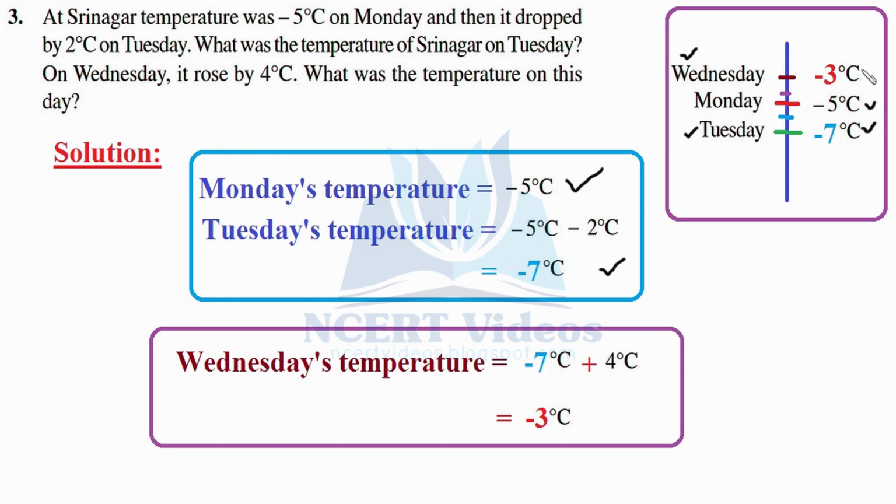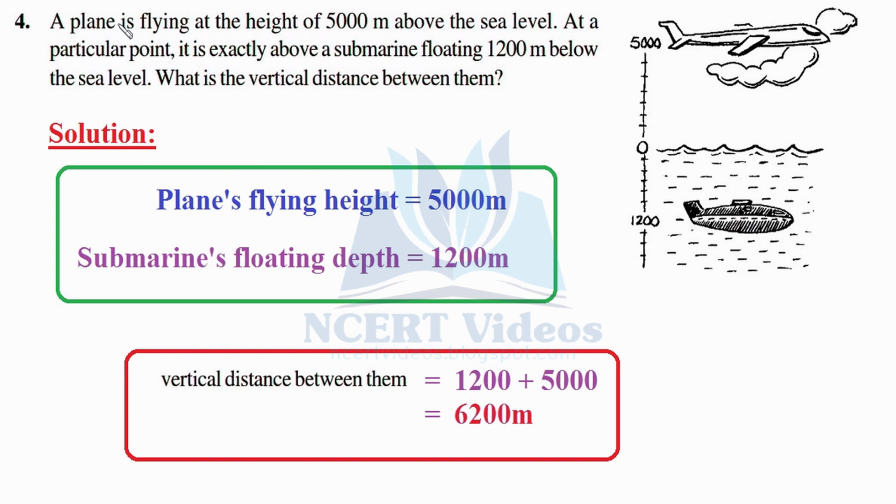So minus 3 degrees Celsius is your temperature on Wednesday, and that was your question number 3. Question 4. A plane is flying at a height of 5,000 meters above the sea level.